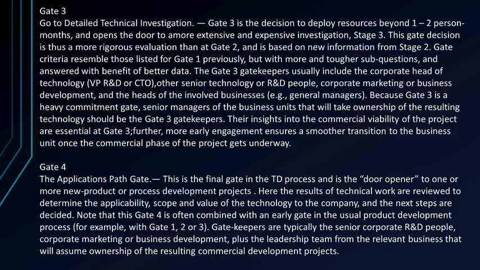better data. The Gate 3 gatekeepers usually include the corporate head of technology, again the Vice President of Research and Development, or the commanding technical officer, or other senior technology or R&D people, corporate marketing or business development, and the heads of the involved businesses, e.g. general managers. Because Gate 3 is a heavy commitment gate, senior managers of the business units that will take ownership of the resulting technology should be the Gate 3 gatekeepers. Their insights into the commercial viability of the project are essential at Gate 3. Furthermore, early engagement ensures a smoother transition to the business unit once the commercial phase of the project gets underway.